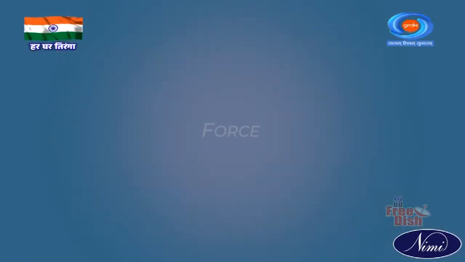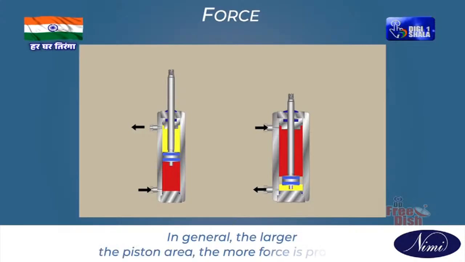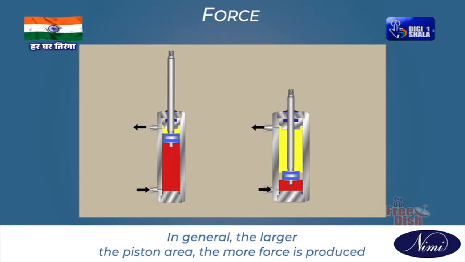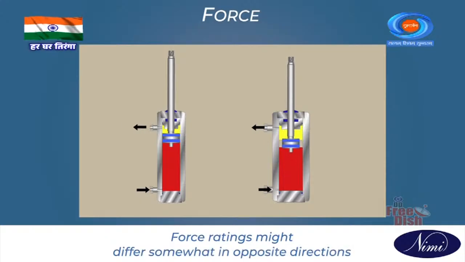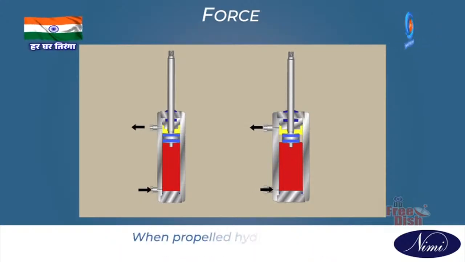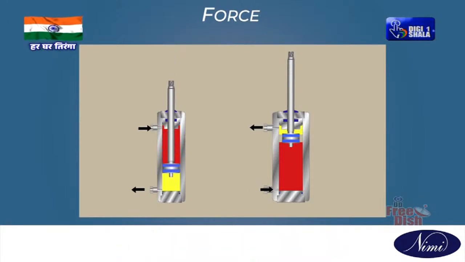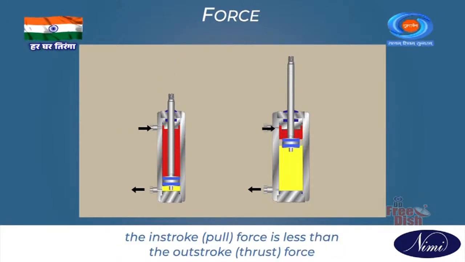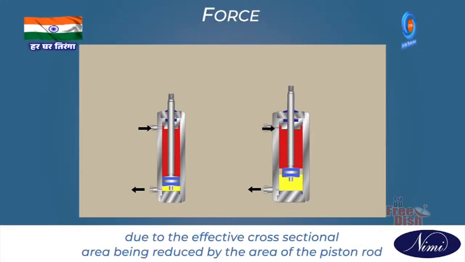Force. Force is connected to piston diameter, however, they are not directly proportional. In general, the larger the piston area, the more force is produced. Force ratings might differ somewhat in opposite directions. When propelled hydraulically by the same supply of compressed fluid, the in-stroke pull force is less than the outstroke thrust force due to the effective cross-sectional area being reduced by the area of the piston rod.